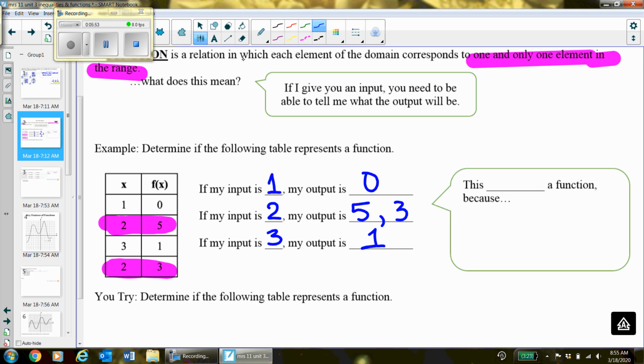So, is this a function or not? Please pause the video here to fill in the box on the right.